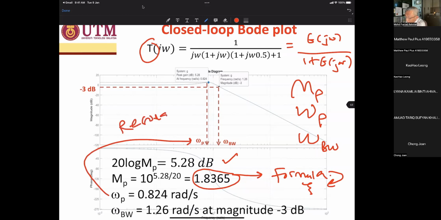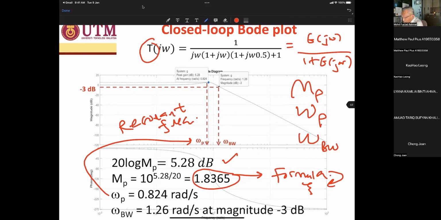Everybody follow me. Resonant frequency. Resonant frequency. Seorang je. Resonant frequency. Kan tidur ke?